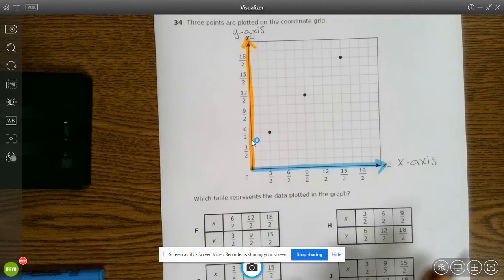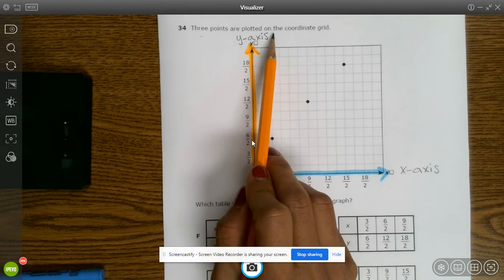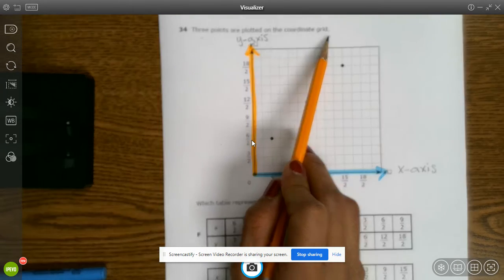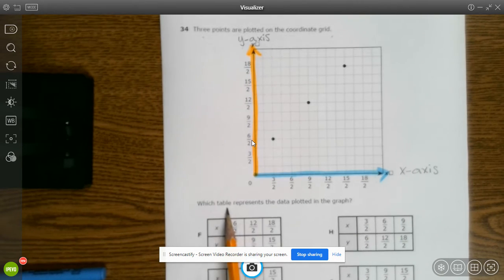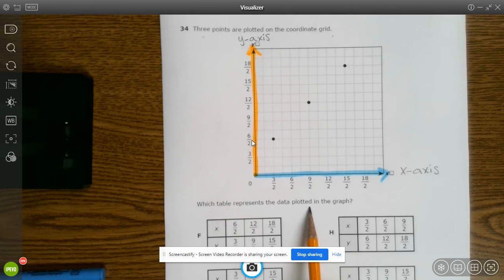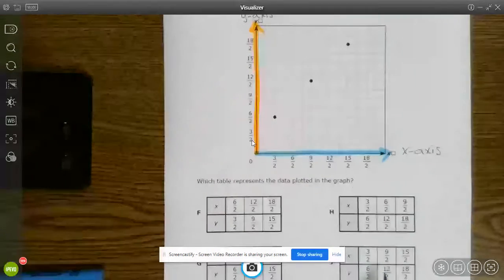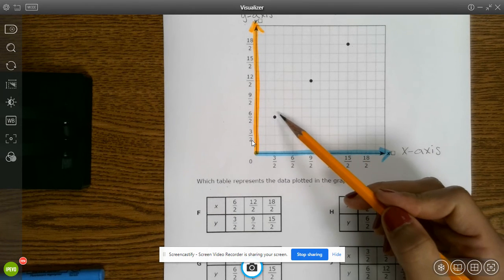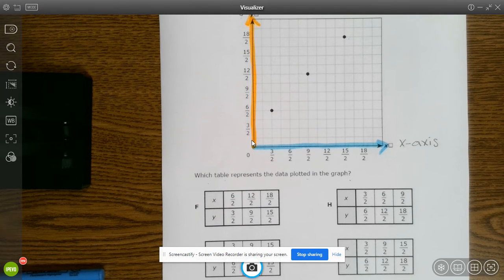Okay, now let's read the question. 3 points are plotted on the coordinate grid. Here are my 3 points. Which table represents the data plotted in the graph? So I am looking for the table that represents these dots that are plotted on this graph. Okay, so let's start with F.